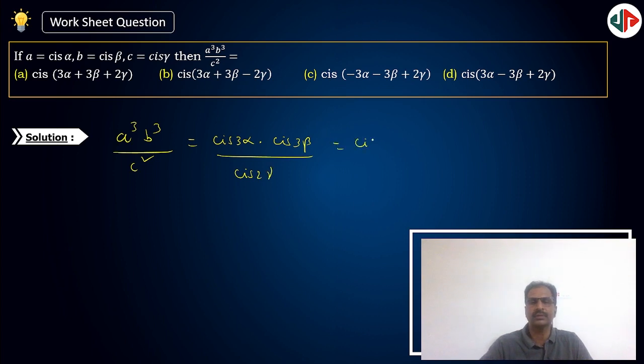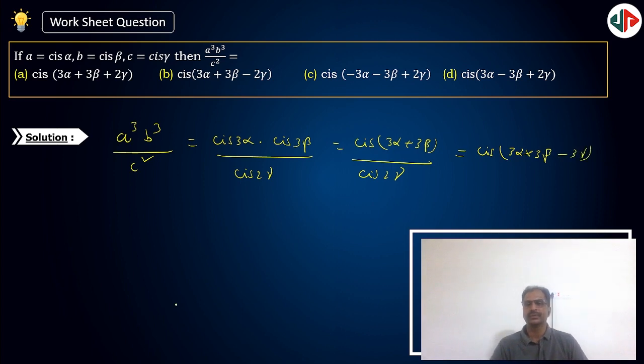What is cis theta 1 into cis theta 2? Cis of theta 1 plus theta 2. What is cis theta 1 by cis theta 2? Cis of theta 1 minus theta 2. So the final answer is cis of 3 alpha plus 3 beta minus 2 gamma. Option B.